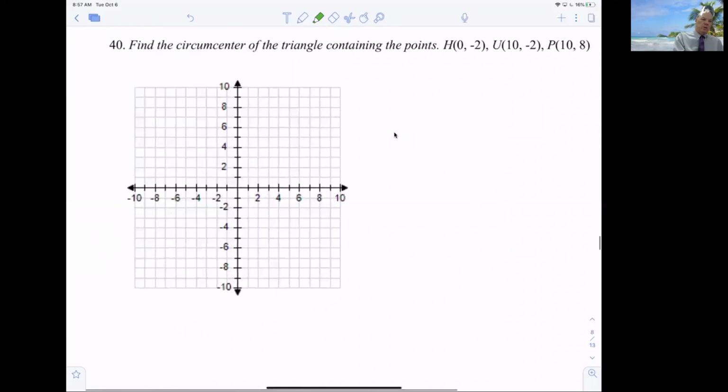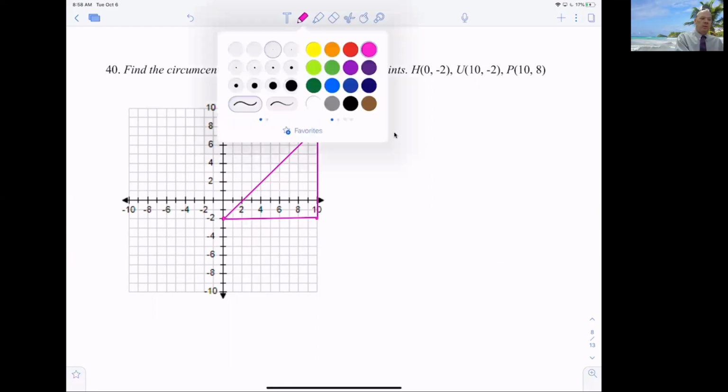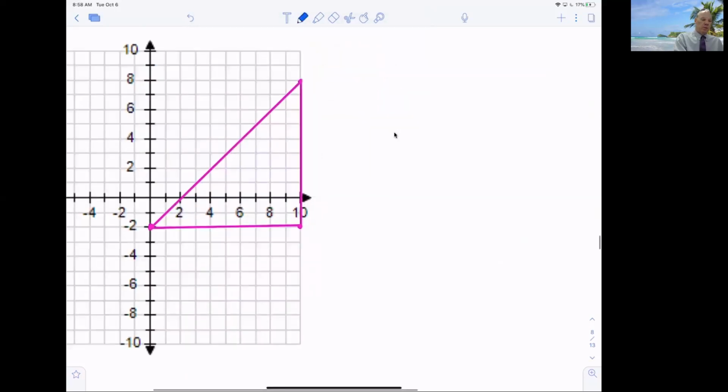Okay, so now we got to do the circumcenter. Here we go. So let's graph (0, -2), (10, -2), (10, 8). That's kind of annoying. Oh, but this one's going to be easy, right? The reason why I say this one's easy is because there's vertical and horizontals, right? So if I want to draw the perpendicular bisector, I need the midpoint, right? So let's do this one first.